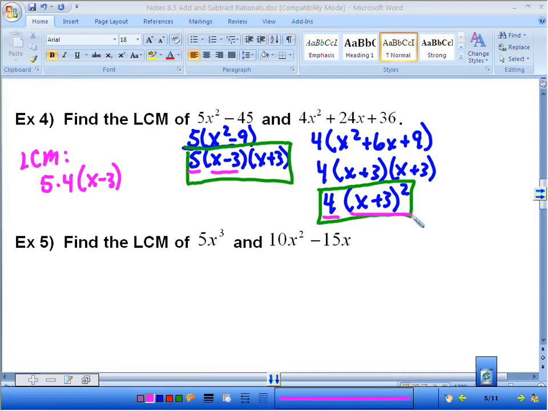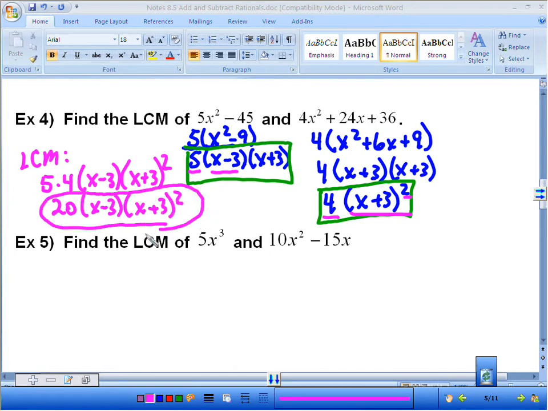I use the one with the highest degree. So I'm going to write x plus 3 squared. I don't need to write this one down because I have the one with the highest degree. This is my LCM right here, which can also be written like this, and we're just going to leave it all factored out as we're working with it. There's our LCM right there.